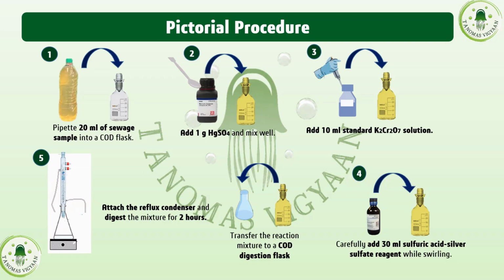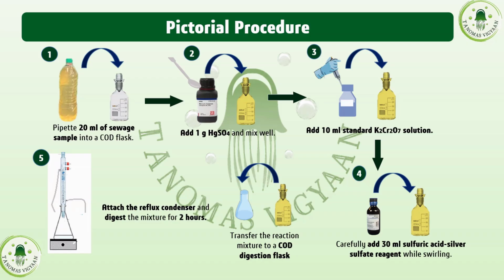So you have taken the 20 ml sewage water sample in the COD flask, and alongside we have kept a blank as well. Then you add 1 gram mercuric sulfate and mix it well. Then you add the standard K2Cr2O7 solution, that is potassium dichromate solution, 10 ml, and then you carefully add 30 ml sulfuric acid silver sulfate reagent to it.